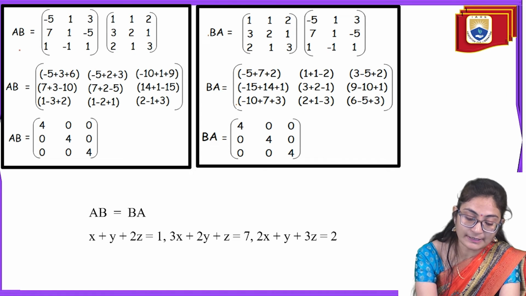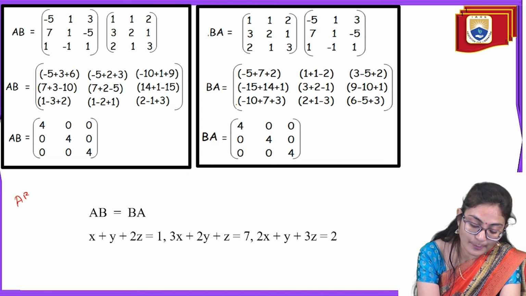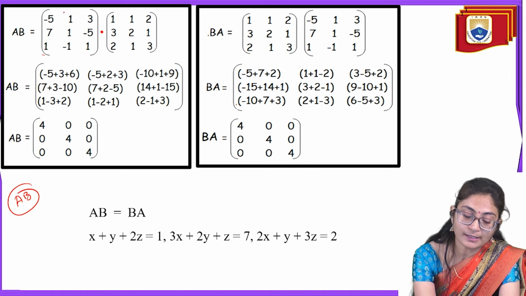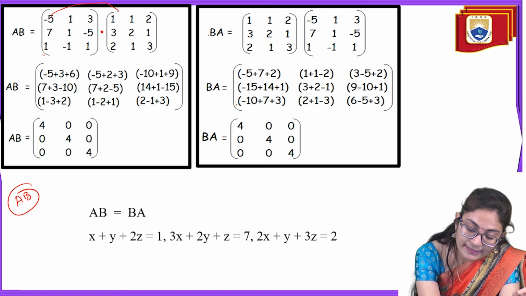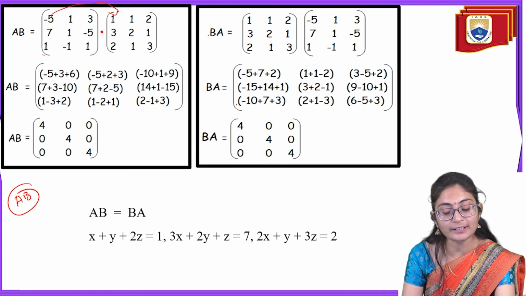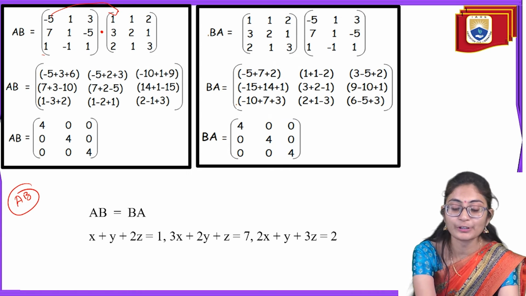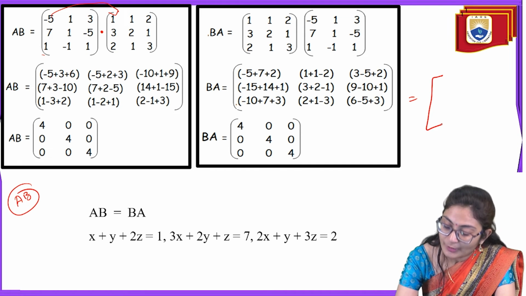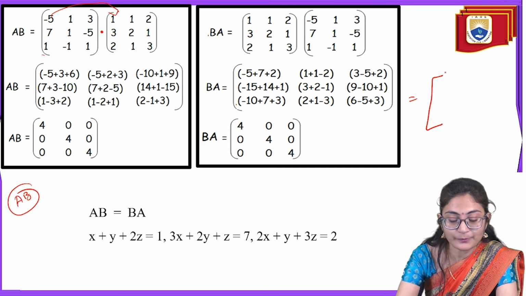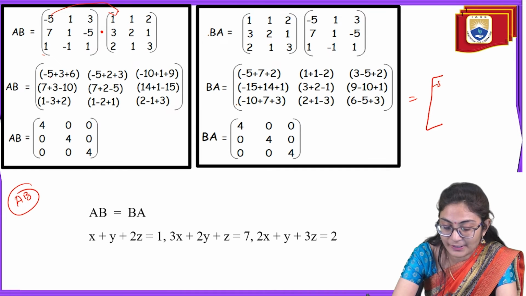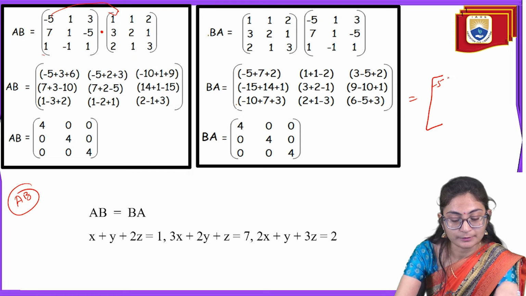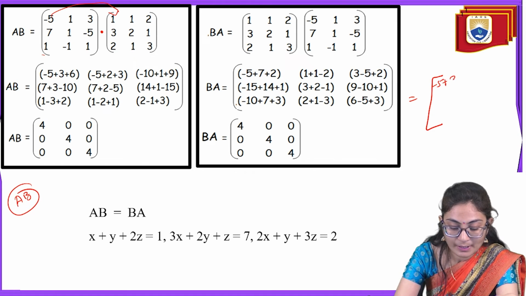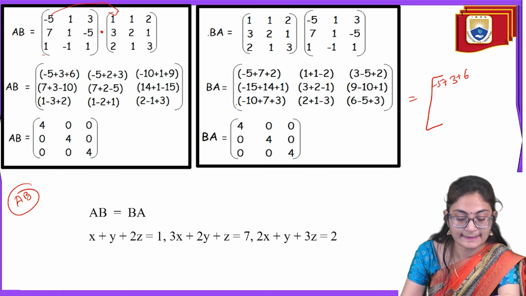Whenever we have to calculate the AB product, first you write AB and you have to do the dot product. Here you can directly multiply minus 5 into 1, minus 5. Minus 5 into 5, minus 5. Then 1 into 3, 3. Then 3 into 2, 6.